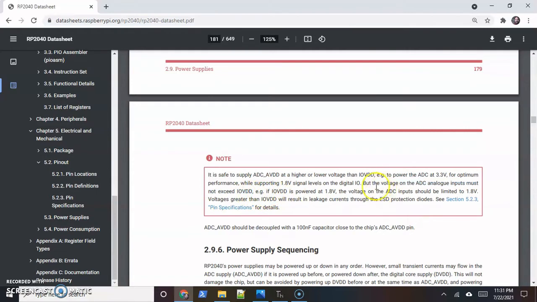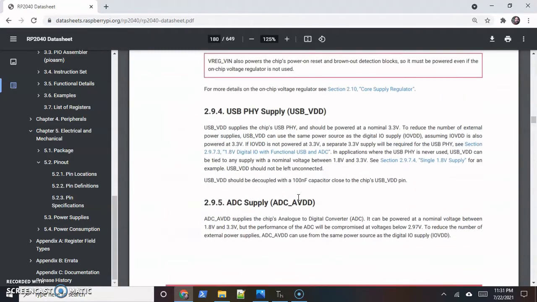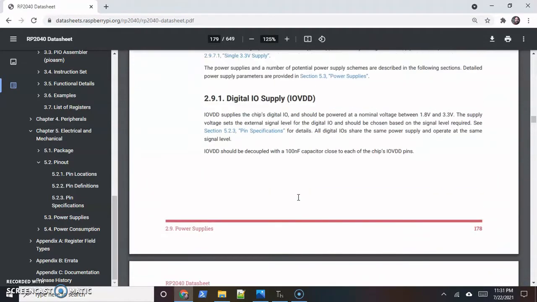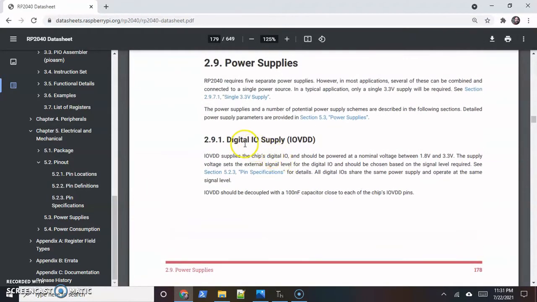I read that sentence and thought, so it has to stay under that value. That value was just a couple pages back in the data sheet, so it was kind of fresh on my mind. Here it is. IOVDD is decoupled with a capacitor.